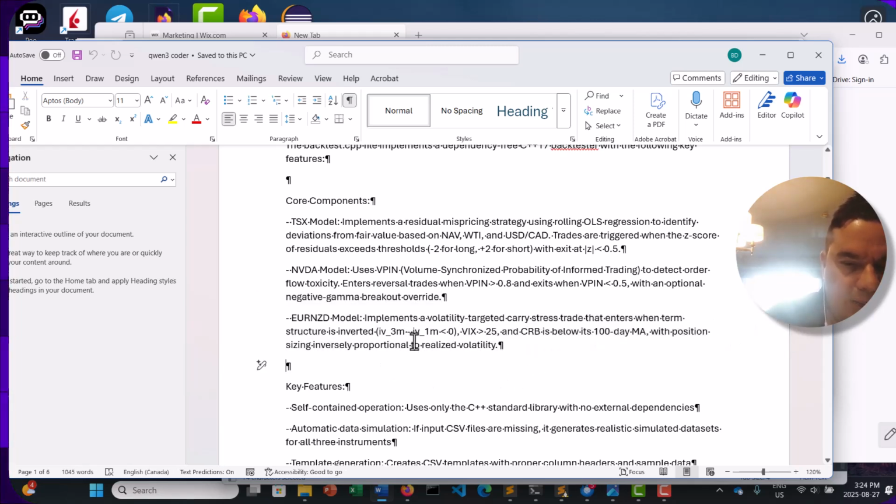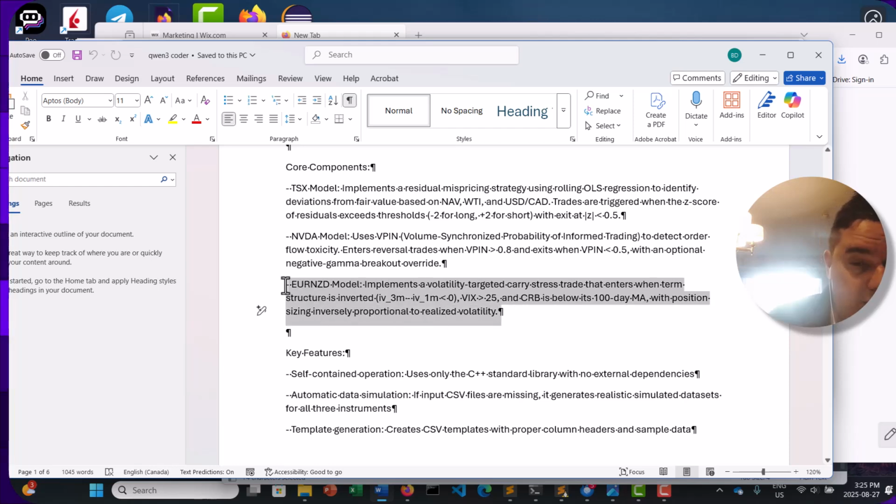EUR/NZD. So this again is a Forex pair. Again, you won't find this in retail Forex at all. It implements a volatility target carry stress trade that enters when the term structure is inverted, the IV, implied volatility, 3 months minus the 1 month is less than zero. And V, now this is where it gets complicated because you have to look at the code what these are, is greater than 25 and CRB is below the 100-day moving average with a position sizing inversely proportional to realized volatility. I'm not going to go into details there because I really don't know.